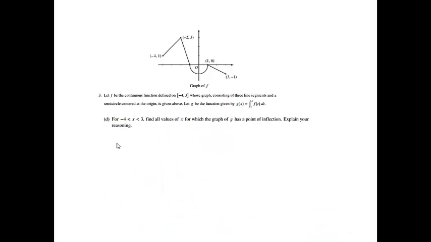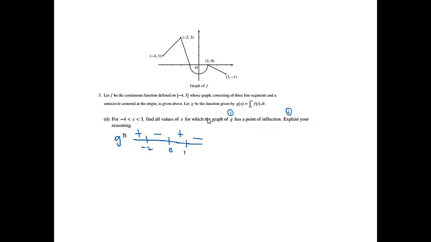And then for part D, for the interval between -4 and 3, find all values of x for which the graph of g has a point of inflection. Explain your reasoning. So 1, 2. Okay, so for g being a point of inflection, I know that I need a g double prime chart, and I know that with g double prime, I'll be looking at the slopes of the lines. So the slopes are positive, or the line is going up, till I get to -2, and then the graph is going down all the way till I get to 0, and then the graph is going up until I get to 1, and then it's going down after that.